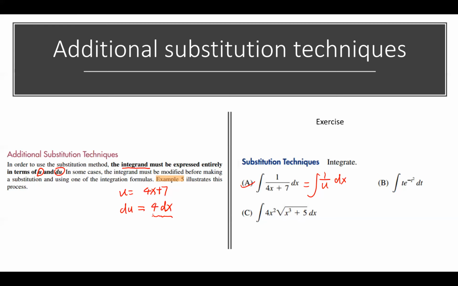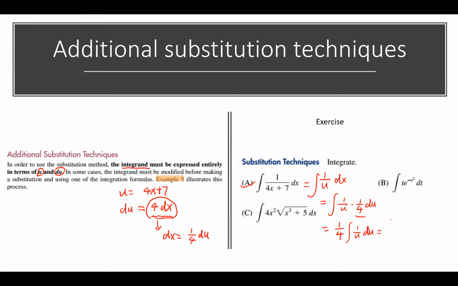So now I want to construct something 4 times dx. What do I do? I would still write the same thing, and it's going to be multiplied by 1 over 4 du, right? Because I'm just re-expressing this as dx equals 1 over 4 du. So I'm just dividing by 4 on both sides. So this is what I have. And because this is a constant, I can move it outside. So what I have is 1 over u du, right?